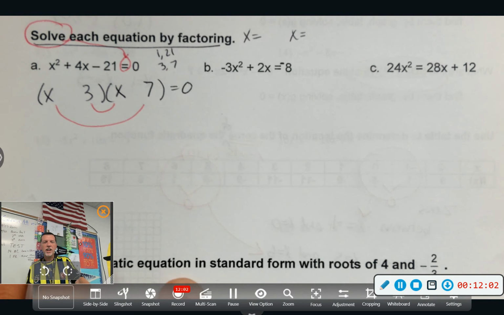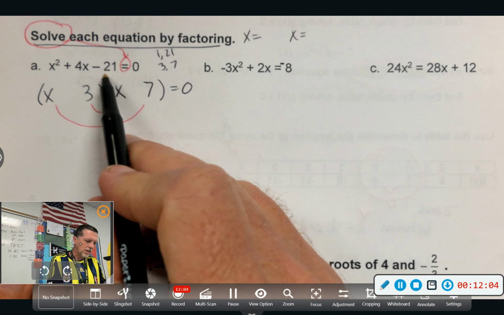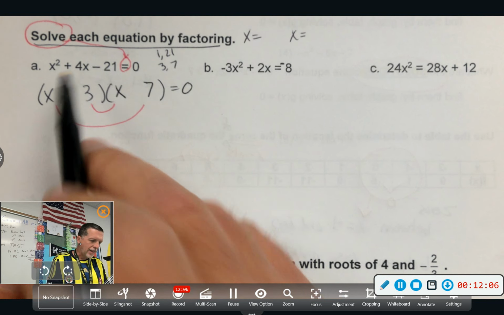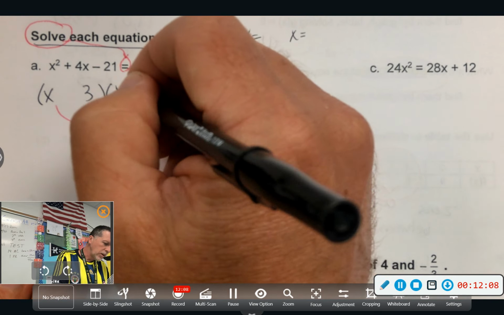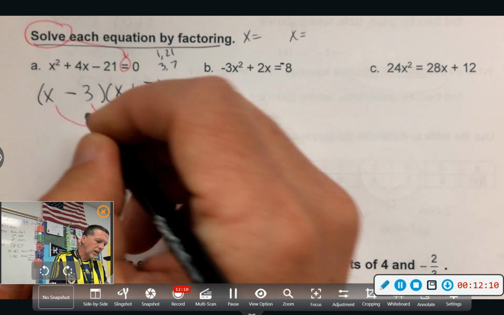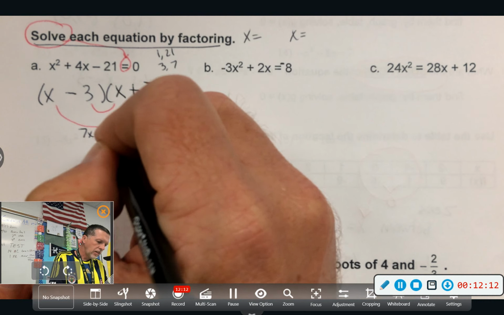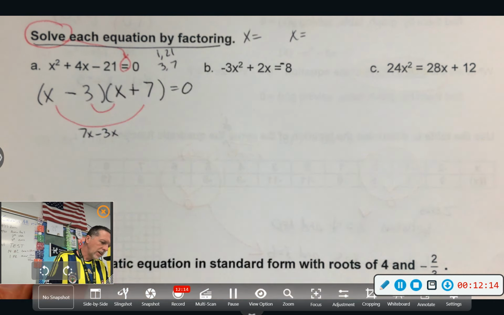I need their signs to be different to get to negative 21. But I need them to add to a positive 4. So let's go plus 7 and minus 3. 7x minus 3x gets me the 4x.